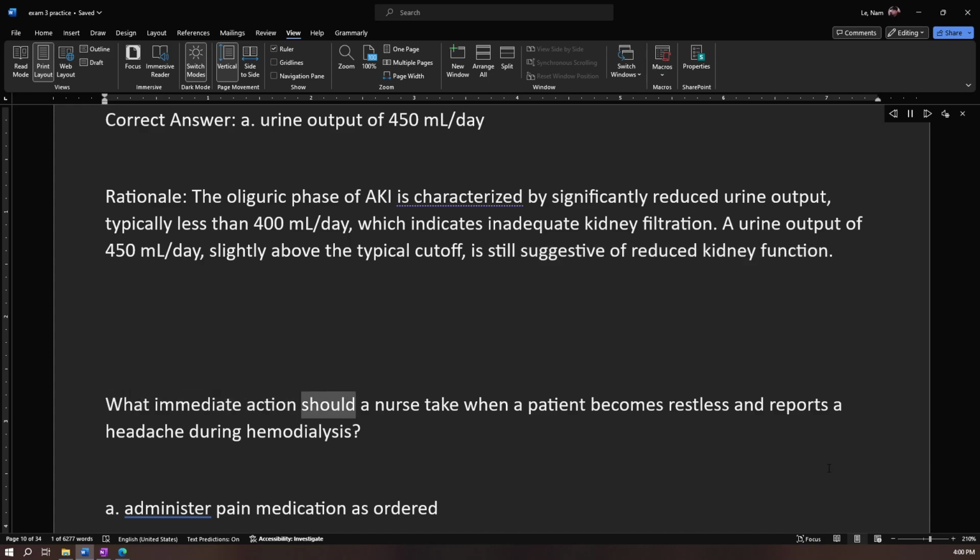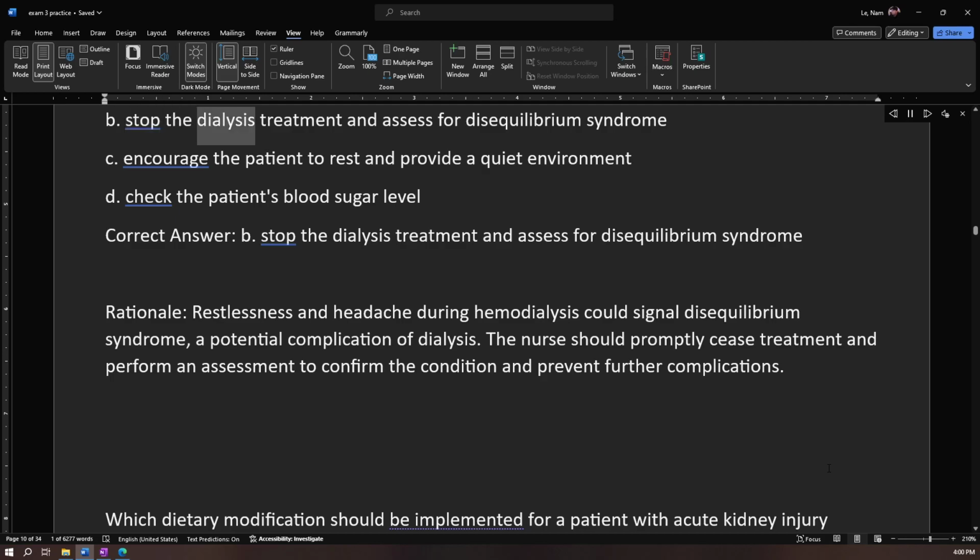What immediate action should a nurse take when a patient becomes restless and reports a headache during hemodialysis? A. Administer pain medication as ordered. B. Stop the dialysis treatment and assess for disequilibrium syndrome. C. Encourage the patient to rest and provide a quiet environment. D. Check the patient's blood sugar level. Correct answer: B. Stop the dialysis treatment and assess for disequilibrium syndrome.